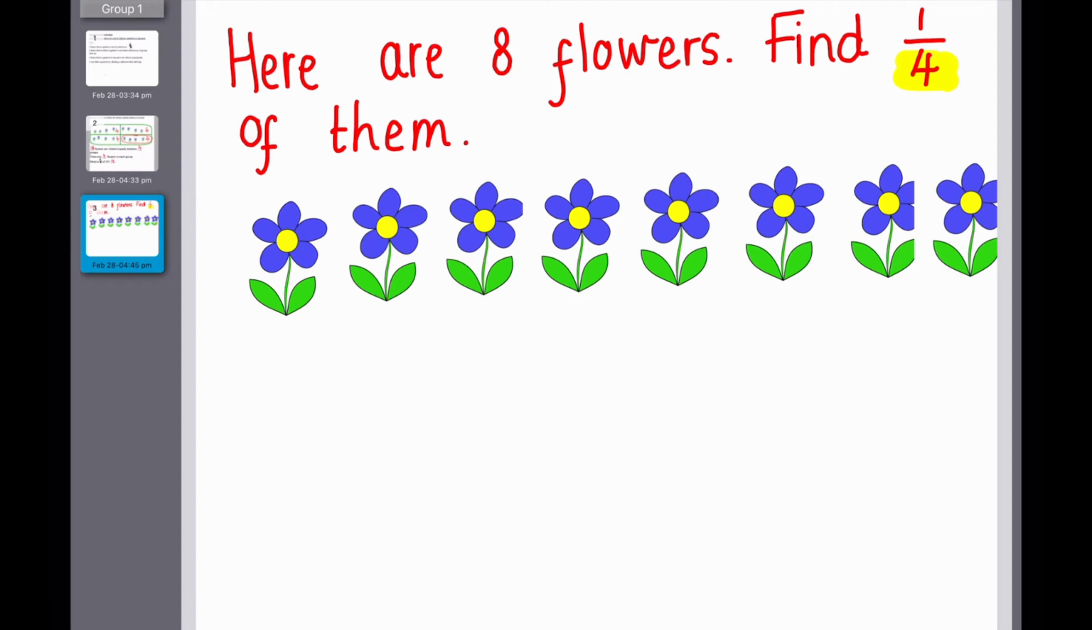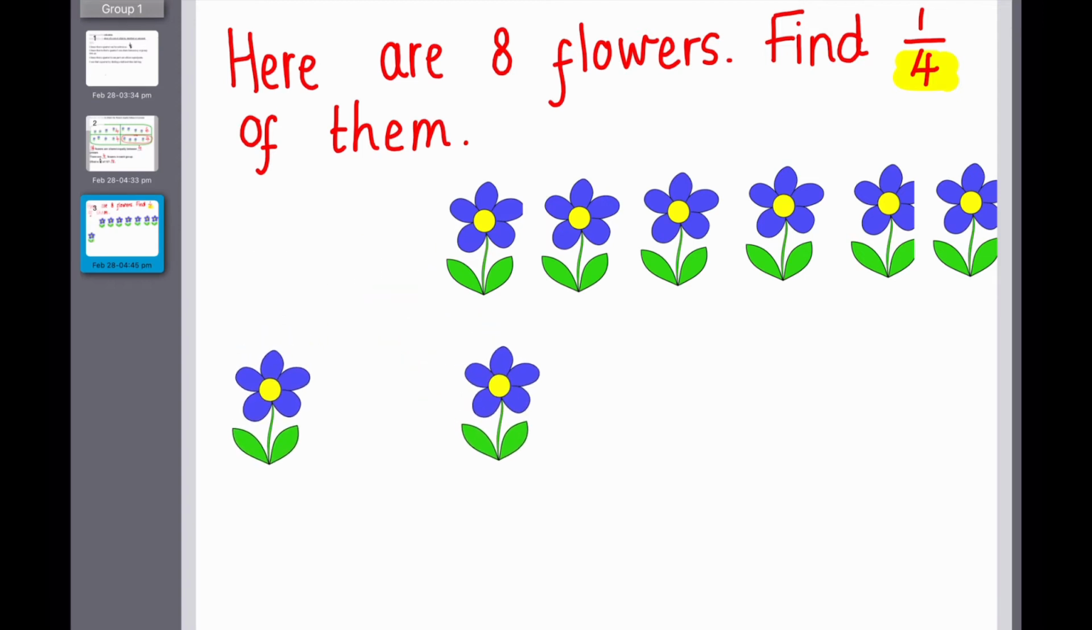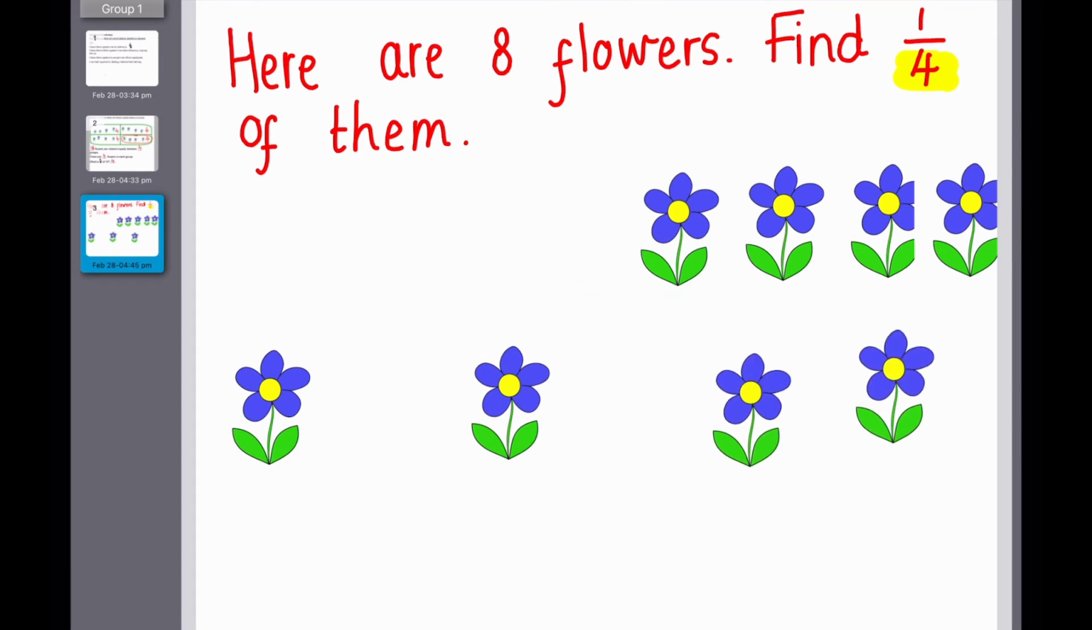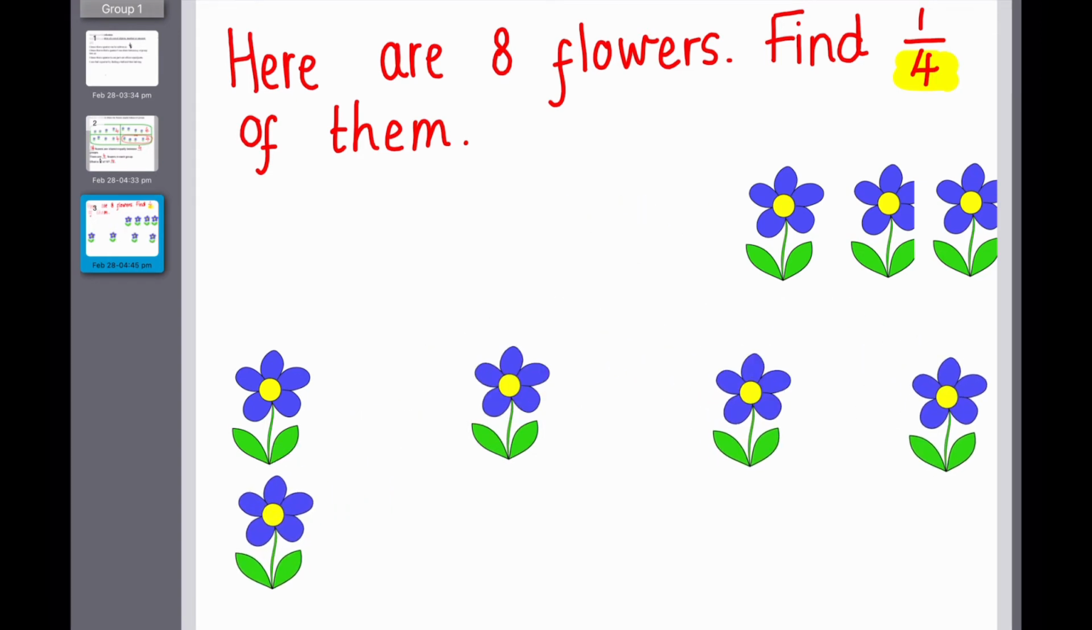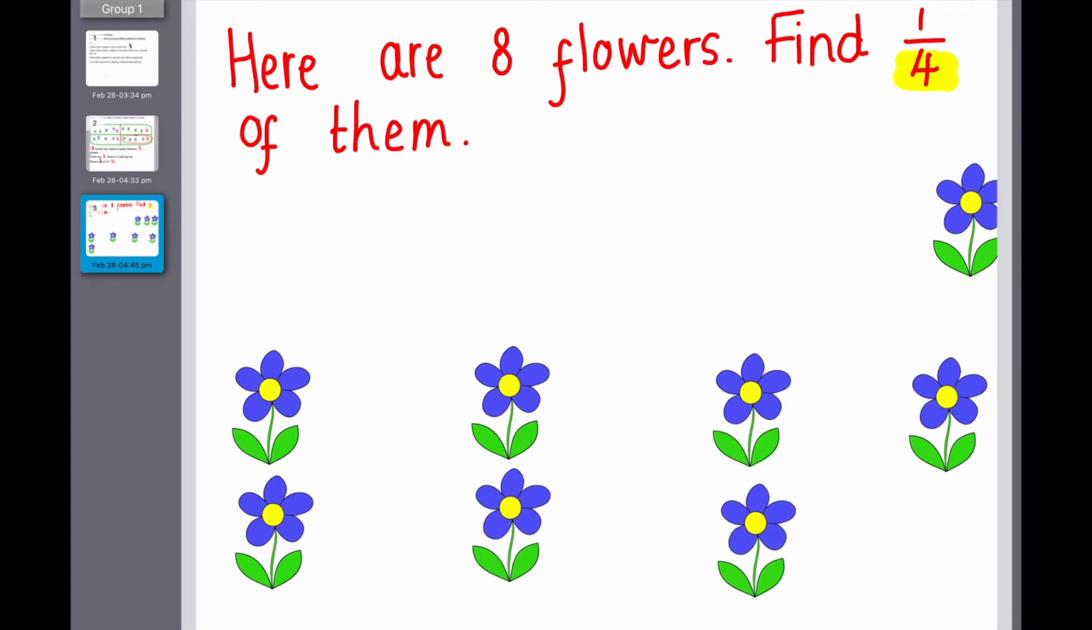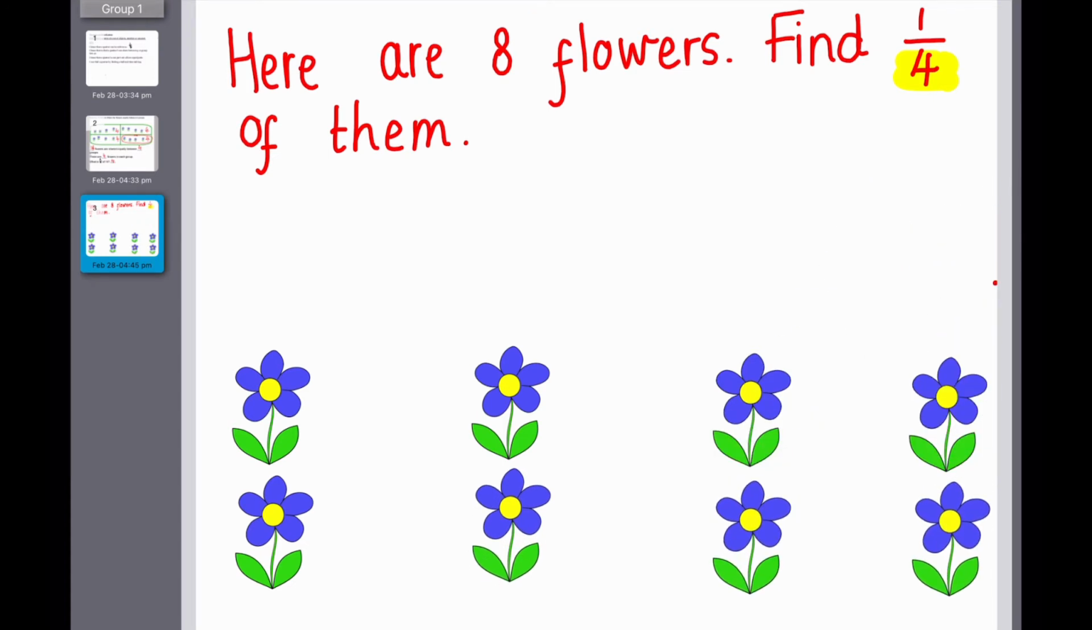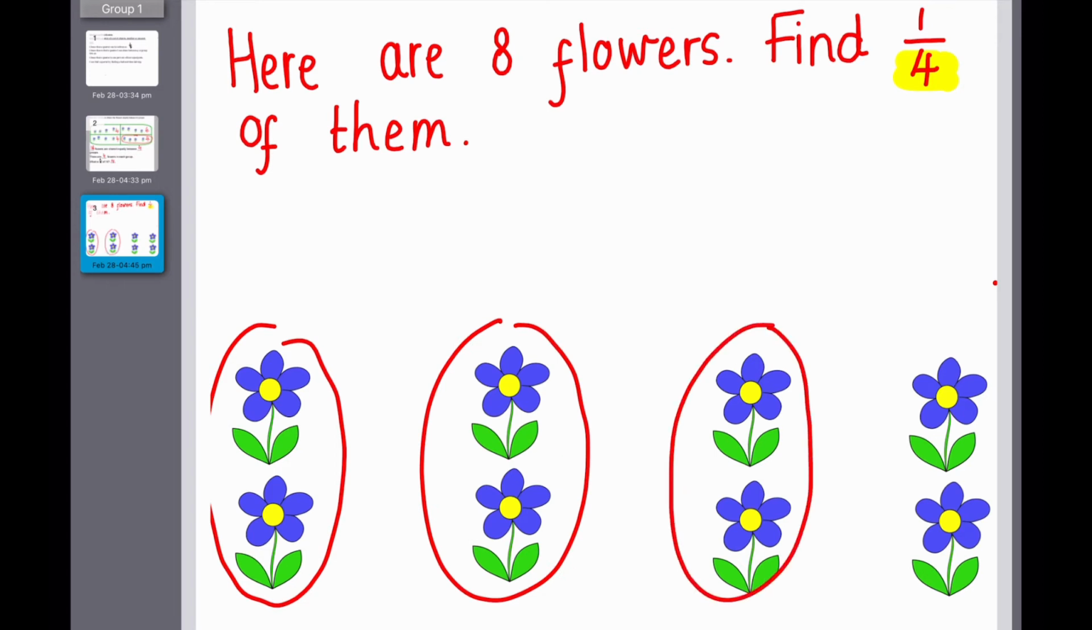Let's share the flowers into 4 equal groups. Group 1, Group 2, Group 3, Group 4. Have I shared my flowers into 4 equal groups? Yes, I can see I have because there are the same number of flowers in every group. So what is 1/4 of 8? 2. Well done.